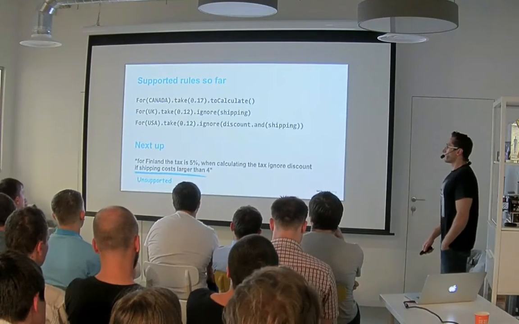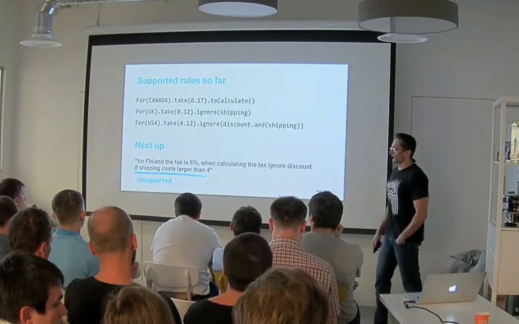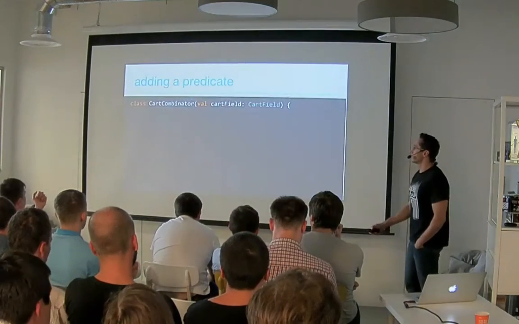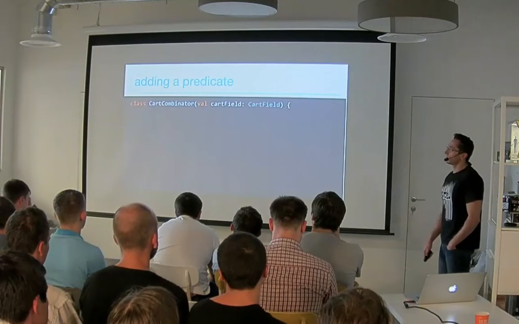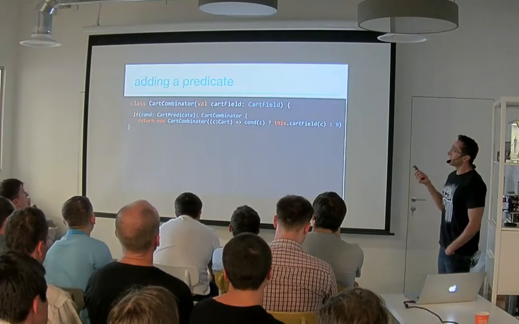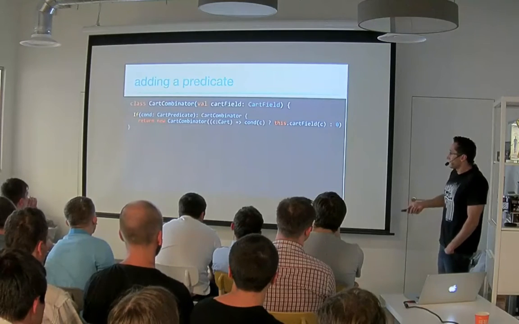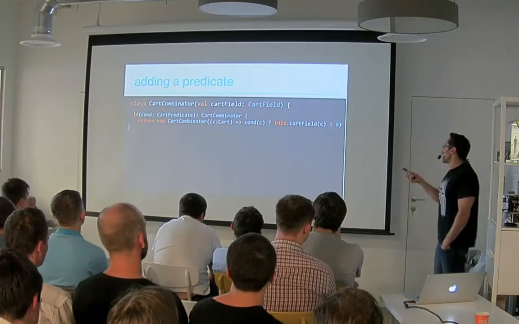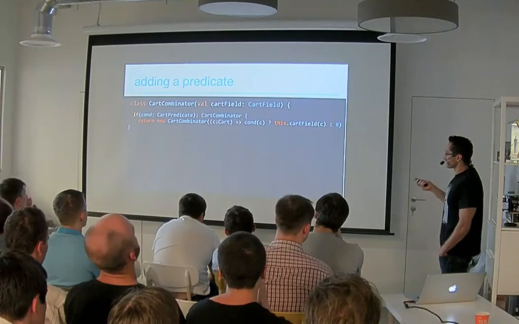We need to add the predicate. We need to support the if shipping cost larger than 4. So once again, as always, we are extending our language. We're going to go back to the count combinator and add the if method. The if method takes a predicate. And if this predicate applies, we return the count field. If it doesn't, we return 0.